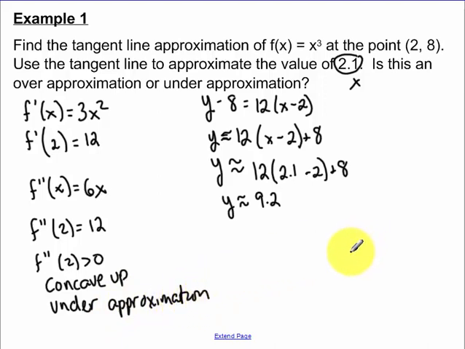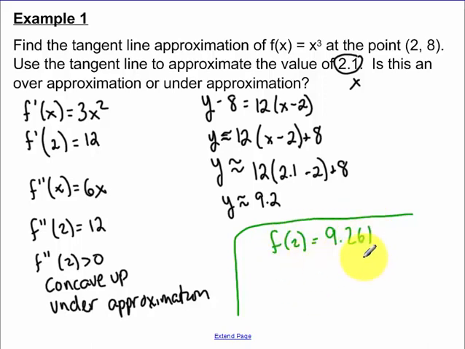Now, let's actually find the value. You would normally not do this part, but let's find f of 2.1, which ends up being 9.261. My actual value is greater than this value, so that's why this value is an under approximation. Everything in black here, everything that's not in this little box area, is the calculus that you would need to justify.